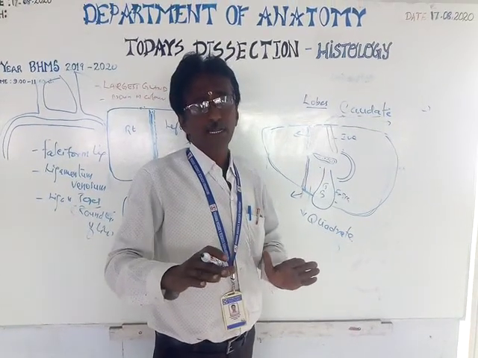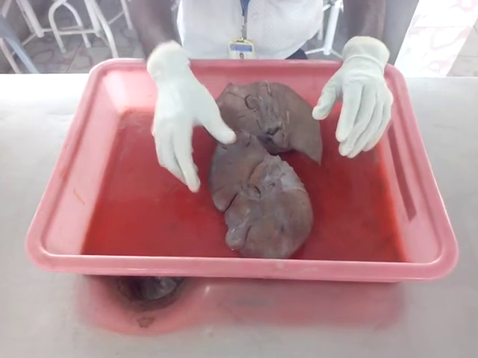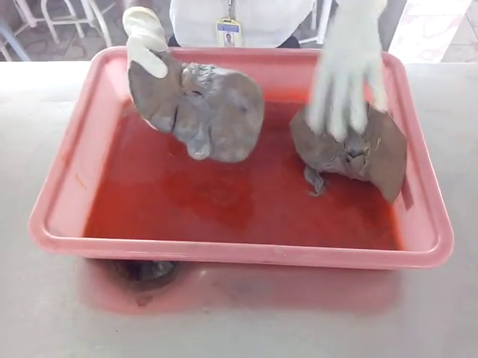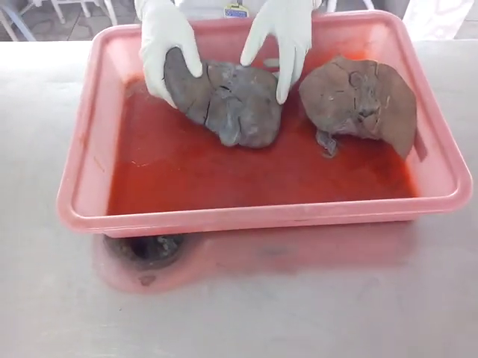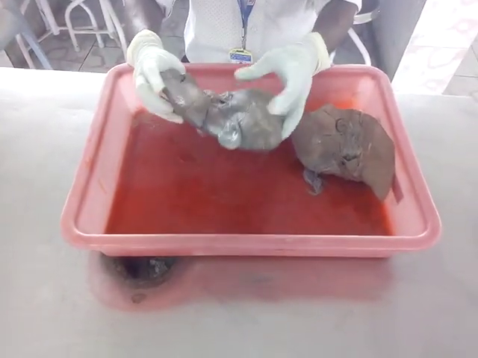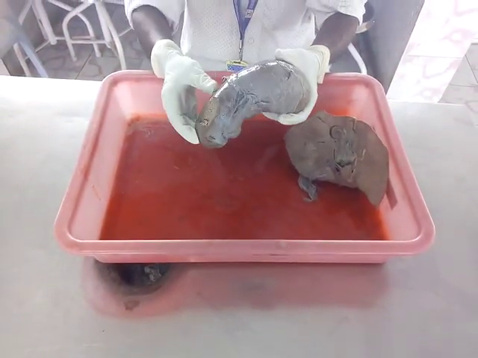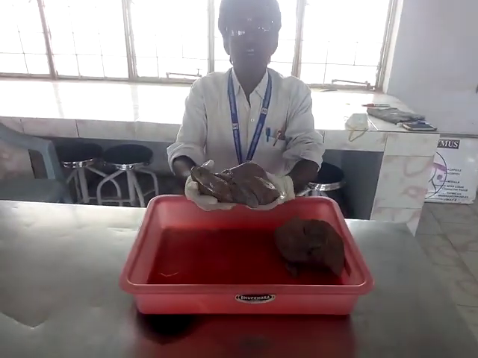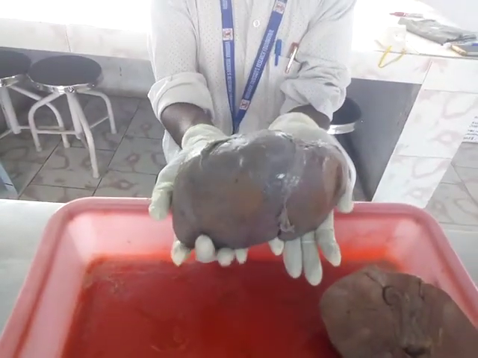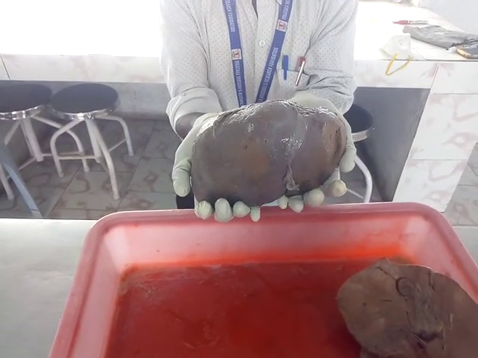Now we are going to discuss the organ demonstration of the liver, one by one. The liver is the largest gland and largest organ in the body. It is a wedge-shaped organ. The position of the liver: this is our position, and the liver is situated like this in the body.